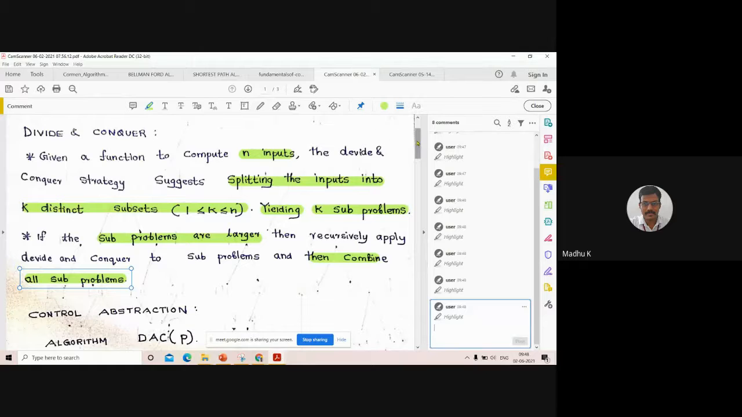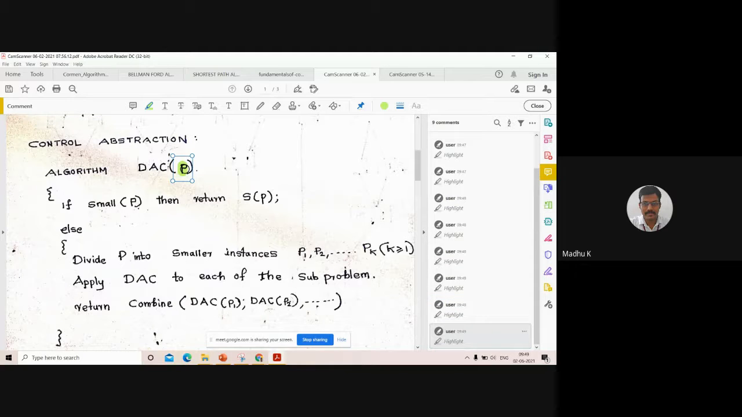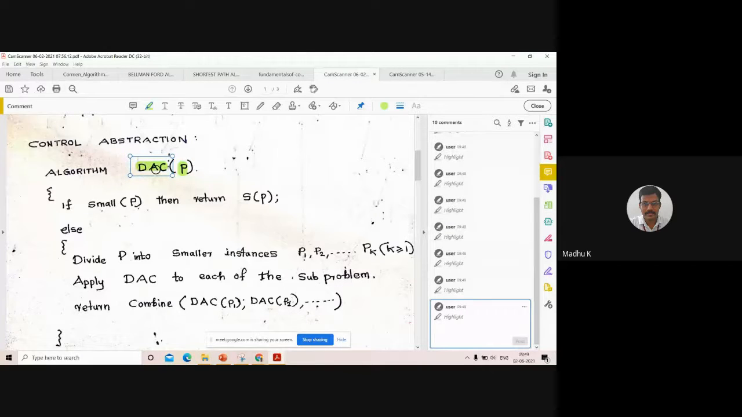So next topic is a small topic, control abstraction. Basically, we want to write the divide and conquer approach in the form of an algorithm. Suppose this is the problem P. P is the problem to be solved using divide and conquer approach. I have written it as DNC.